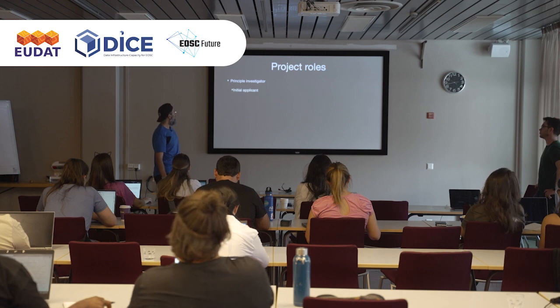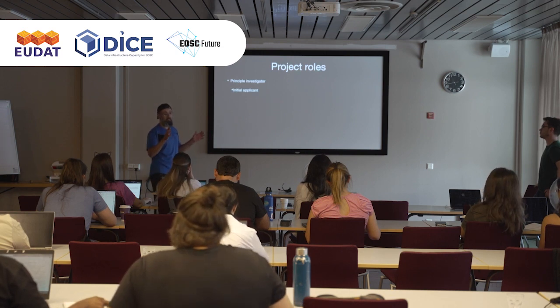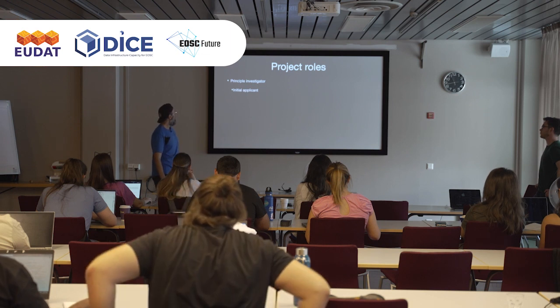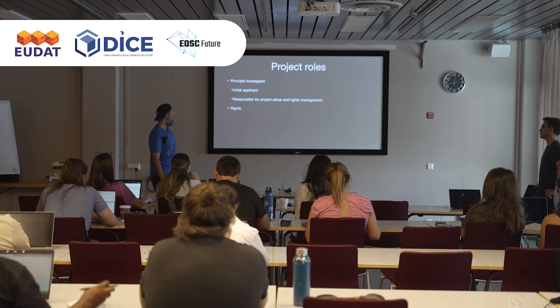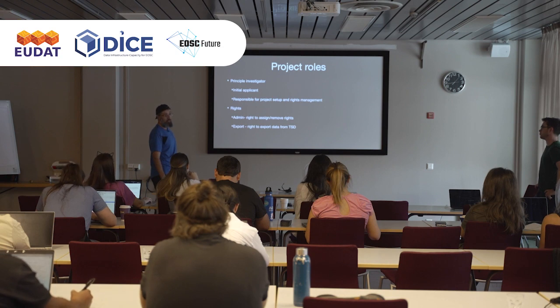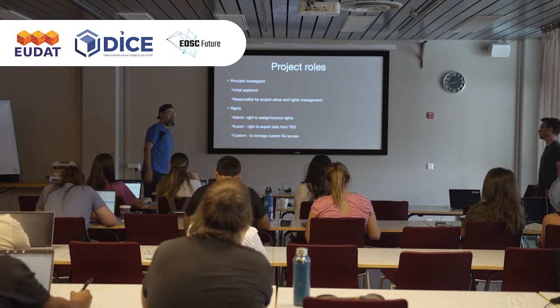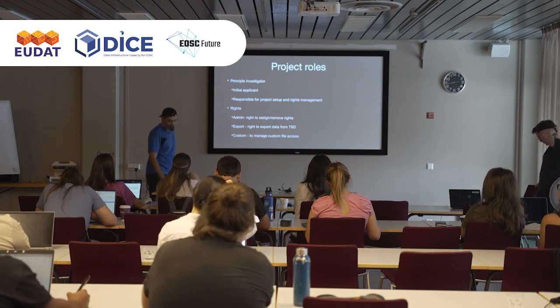The project rules. One is the principal investigator of the project, the leader of the research group, who is the initial applicant responsible for project setup and rights management: the admin right to assign or remove rights, export rights of data, and custom rights to manage custom file access. You can say that these people from this group have access to these files, etc.